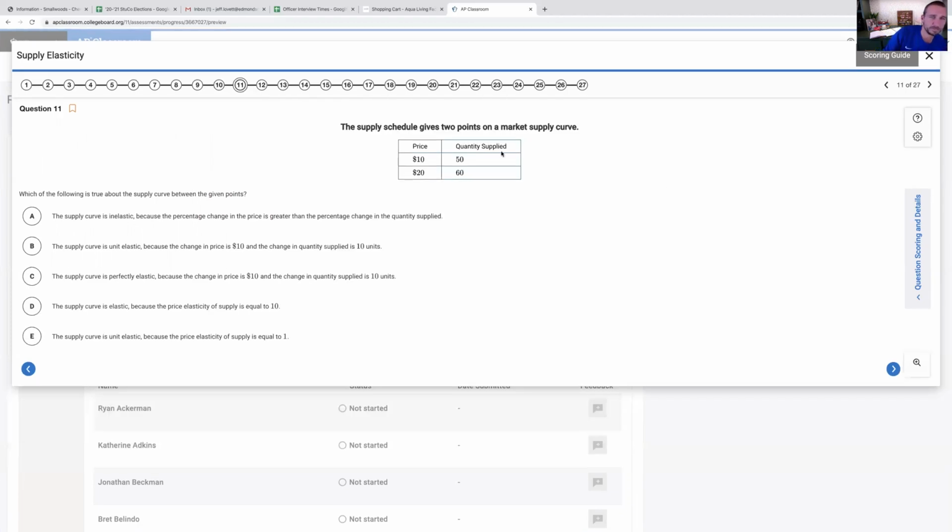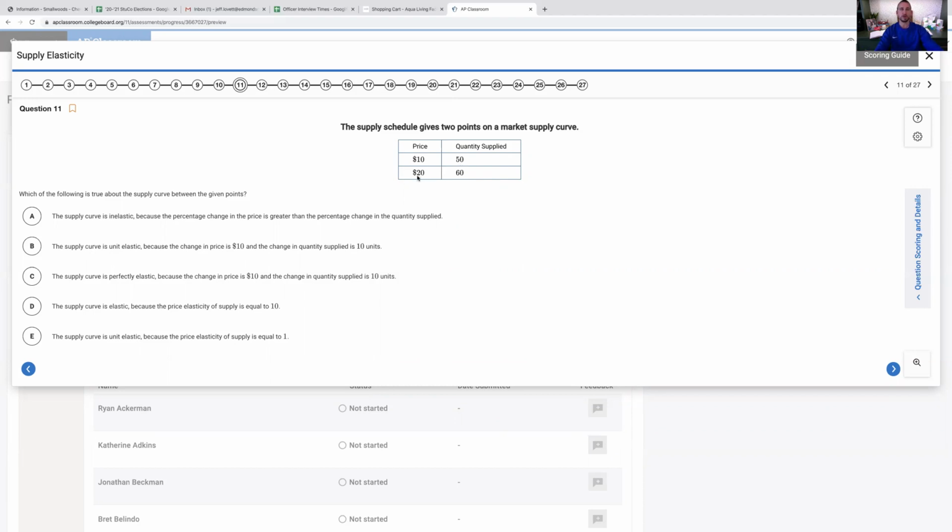Okay. Number 11. All right, number 11, you have to do a little bit of math here. It says, which of the following is true about the supply curve between the given points? It gives you prices, it gives you quantities supplied. And so this is just your percent change in quantity over your percent change in price. So if your new price is $20 and your old is $10, and your new quantity is 60 and your old is 50, let's do percent change in quantity first. You'd have your new minus your old over your old. So 10 over 50, or 1 over 5. So I'd say a 20% change in the quantity.